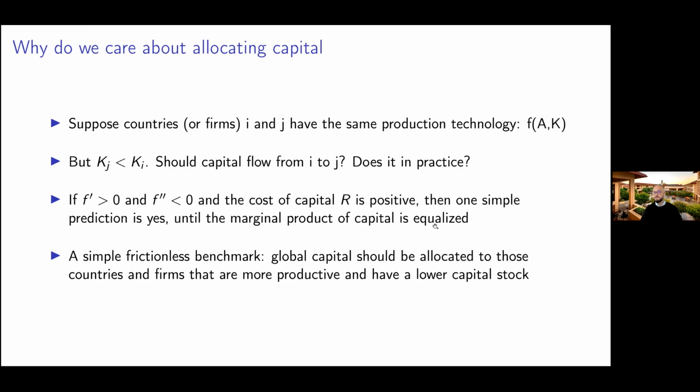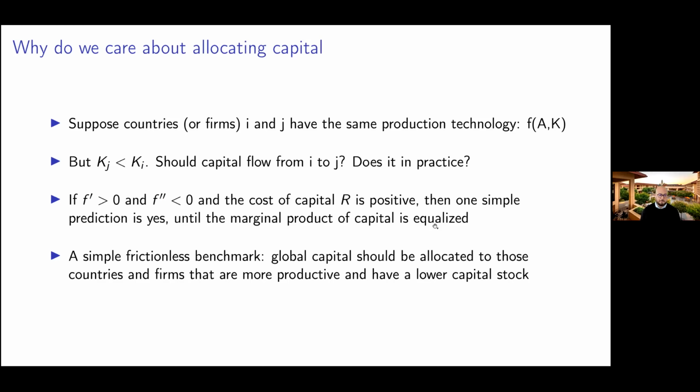But if I step away before we even talk about data and think about a very simple example, like a micro 101, you want to think about two countries or two firms. There's I and J. They have a very standard production function with some productivity and some capital. I'm going to abstract from labor for a second, just for the sake of simplicity. And you can think of country J having a much lower capital stock than country I. And the basic question has always been, should capital flow from country I to country J? And does it in practice? Or you could do it within two firms within the same country. Under very mild conditions on the production function, the classic neoclassical prediction is, yes, it should flow until the marginal product of capital is equalized.